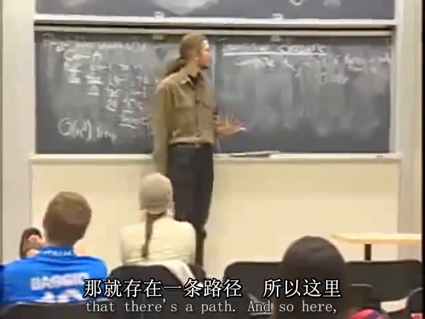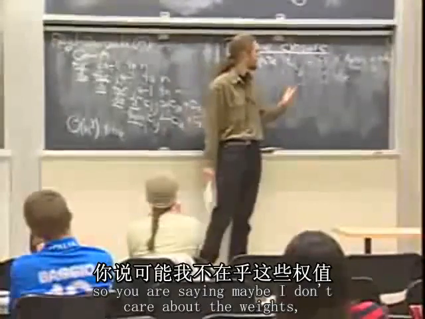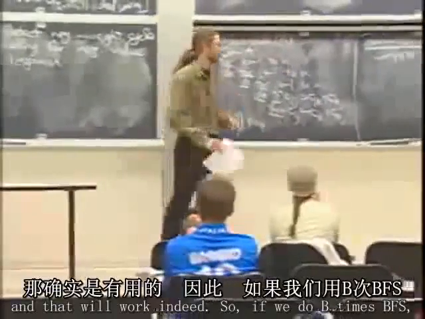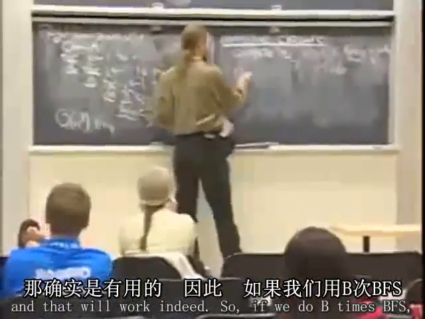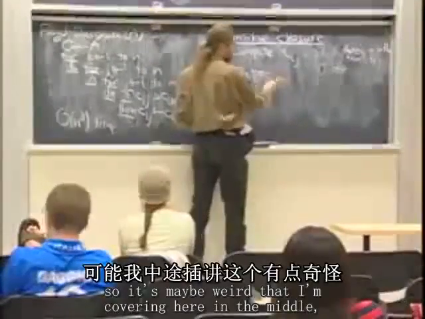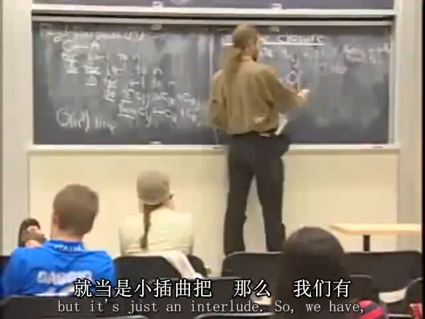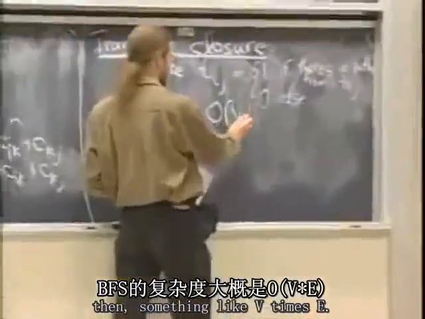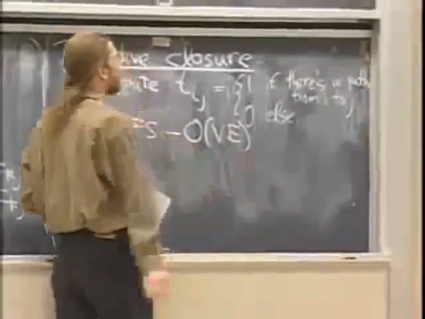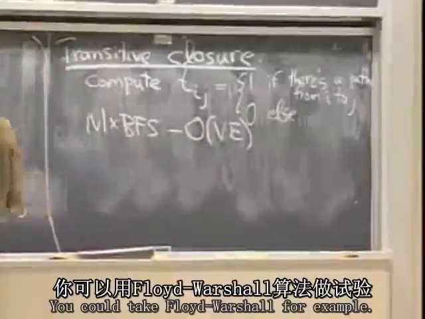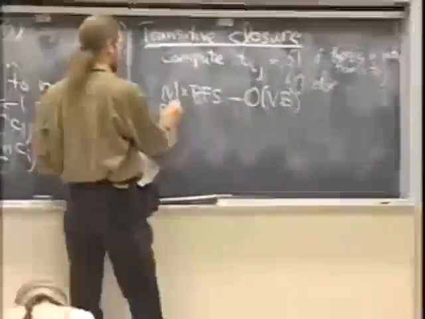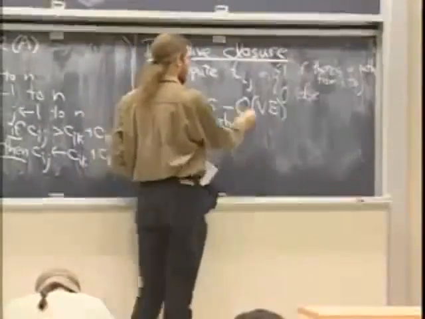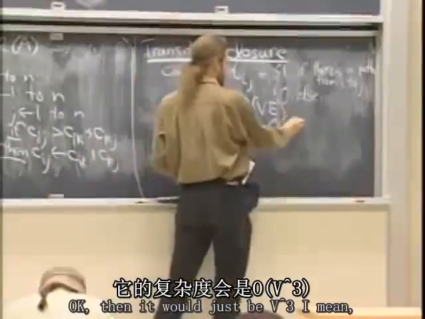So you're saying maybe here I don't care about the weights, so I could run breadth-first search n times, and that will work indeed. It's maybe weird that I'm covering it here in the middle, but it's just an interlude. So we have something like V times E. But you could run any of these algorithms. You could take Floyd-Warshall, for example. Why not? Then it would just be cubed.